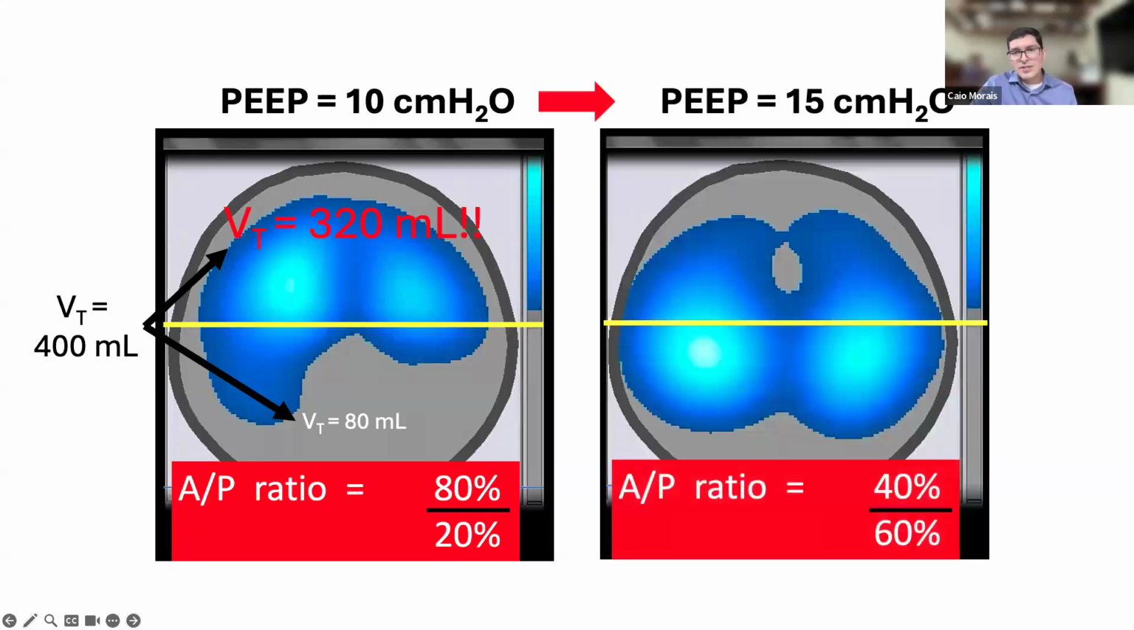Then we decided to increase PEEP and observe the results. The new image suggests that the posterior part is now well ventilated. The hypoventilation seen at PEEP of 10 is now fixed. And please note that the number of functional pixels has increased, right? And the proportional ventilation distribution is now more balanced between anterior and posterior parts.